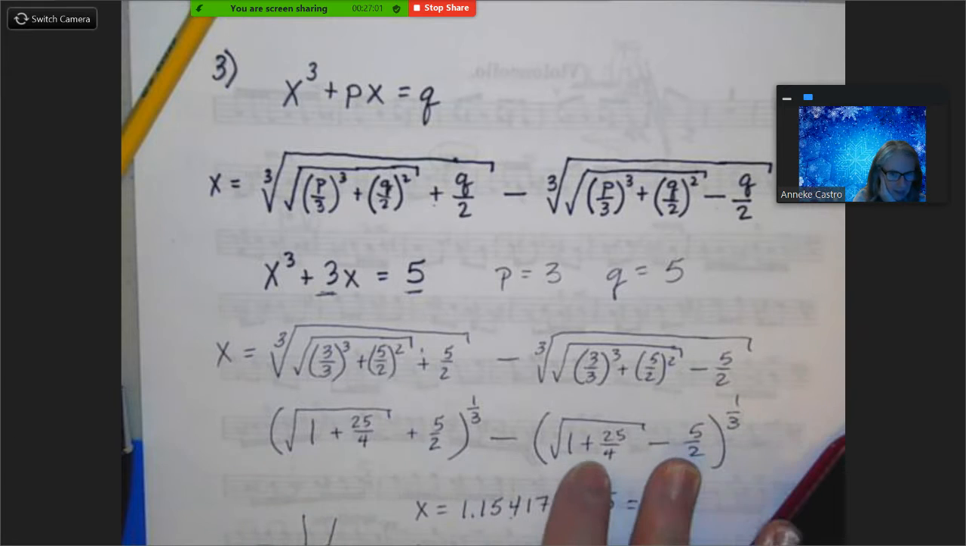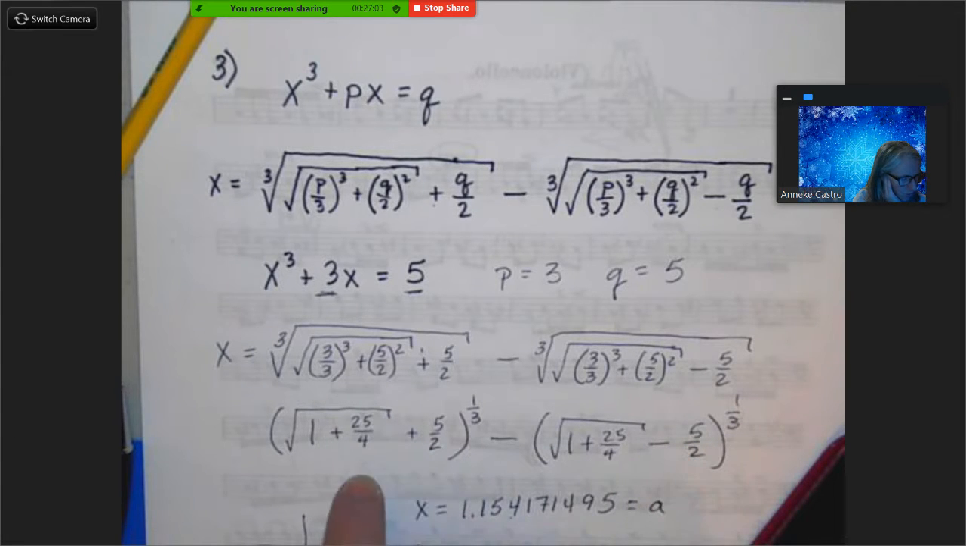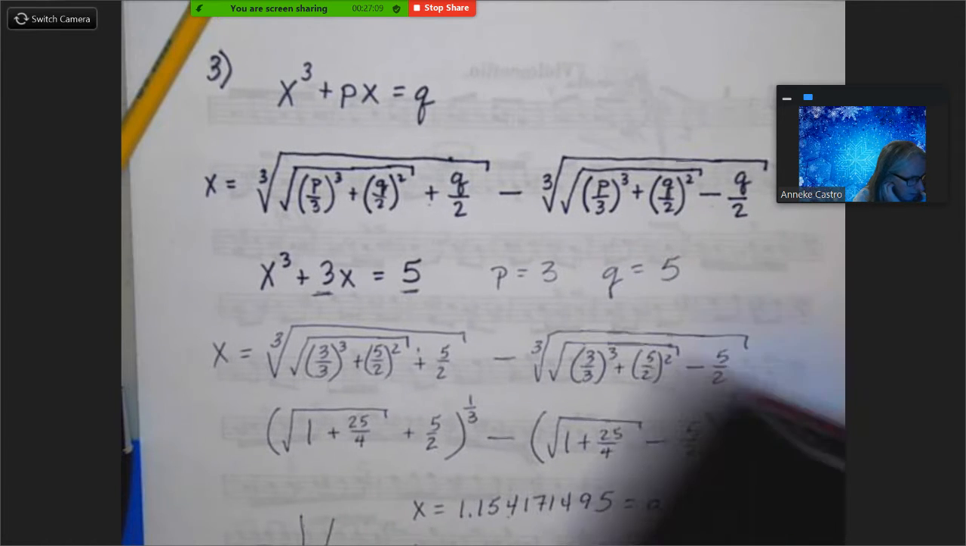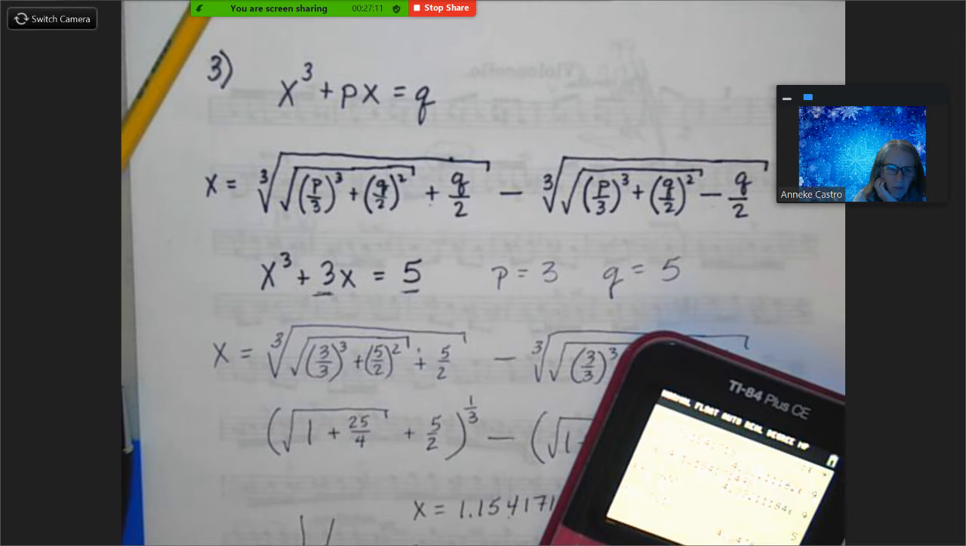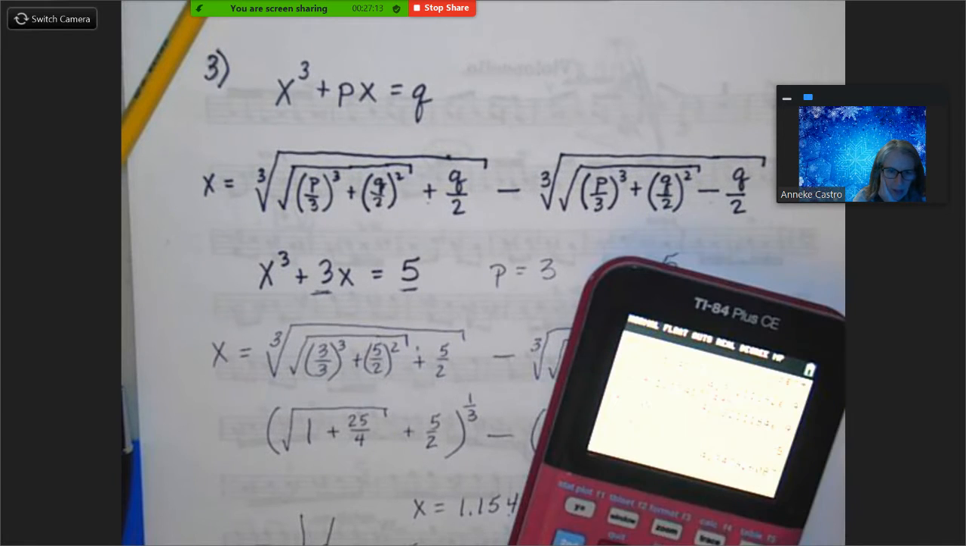And then this is exactly the same as this first term, except it has a minus 5 halves in the parentheses. Then I put this whole thing into my calculator, which oh, there it goes.